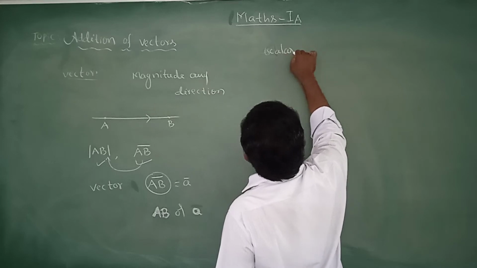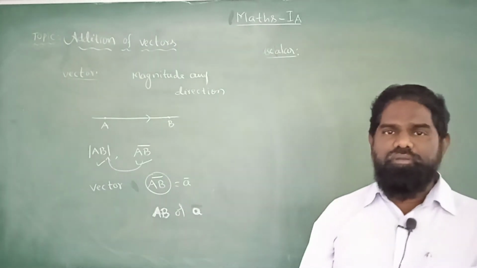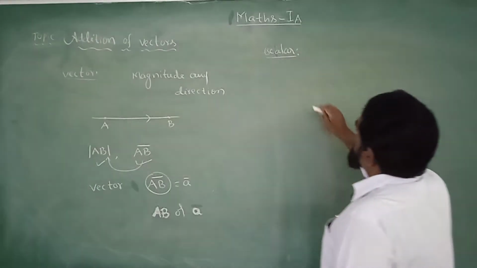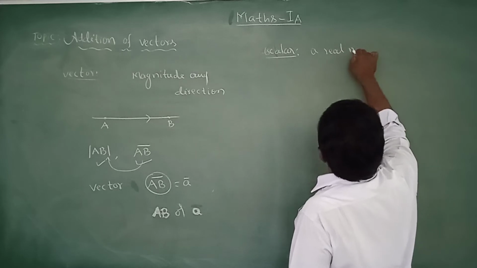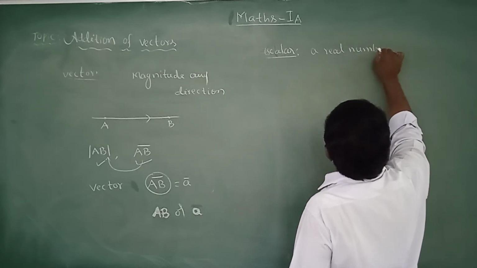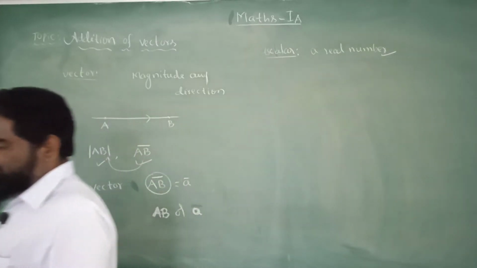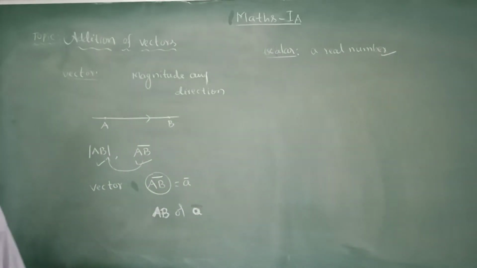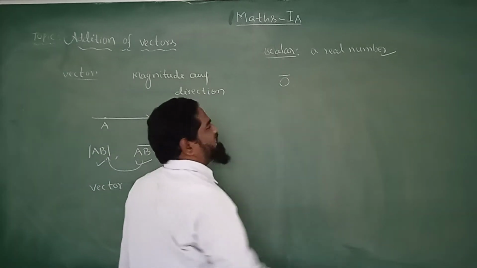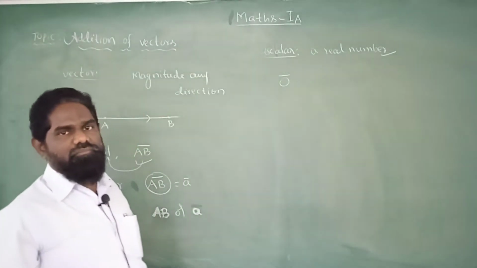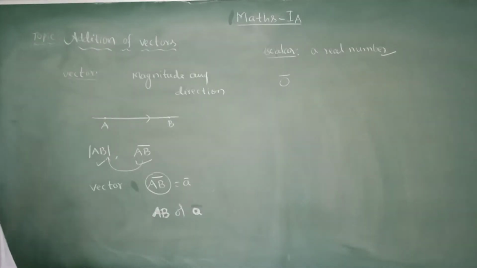Now let us see what is a scalar. A scalar is a quantity that has only magnitude. Simply we say that a real number is a scalar. Understand? So, null vector. A null vector means the vector whose magnitude is 0. Understand? So we can take the null vector like this.